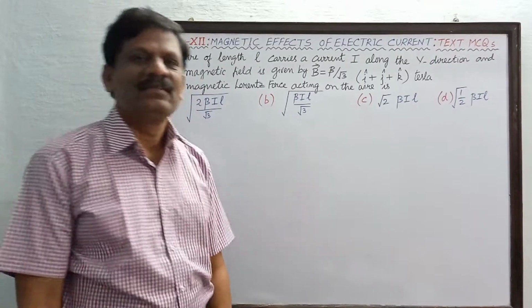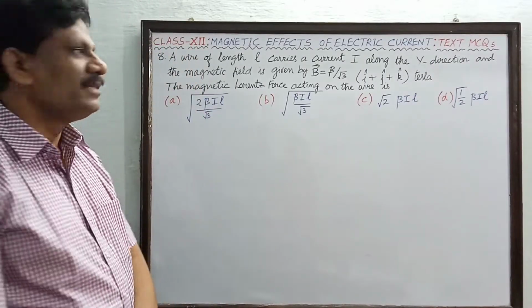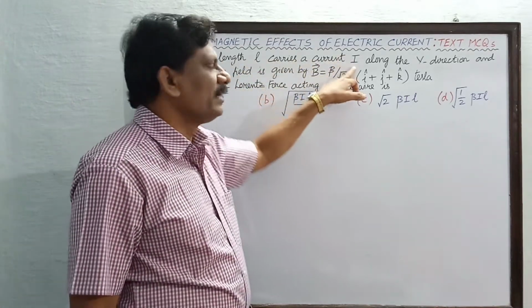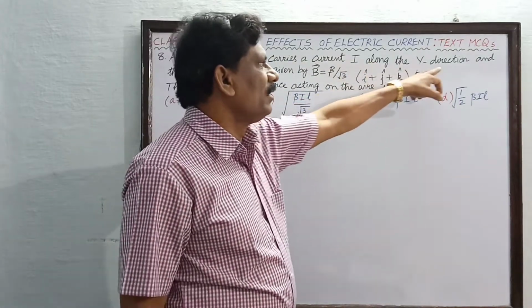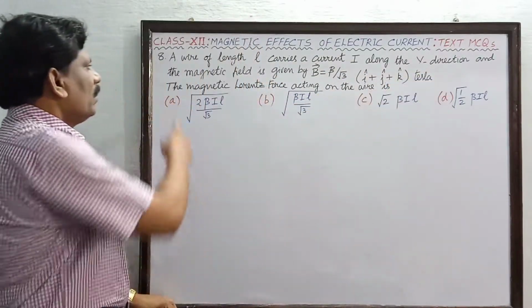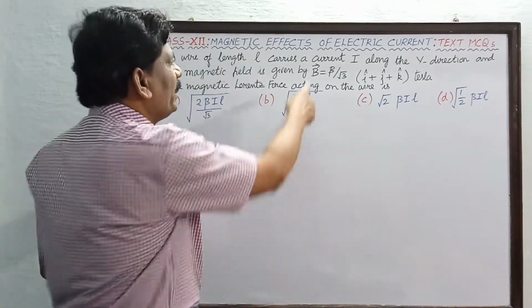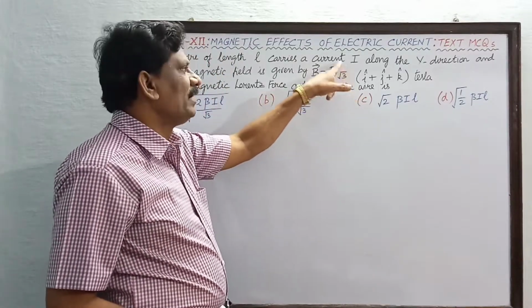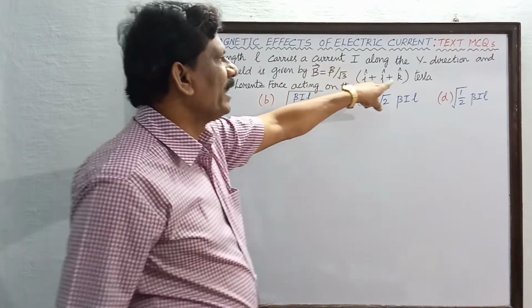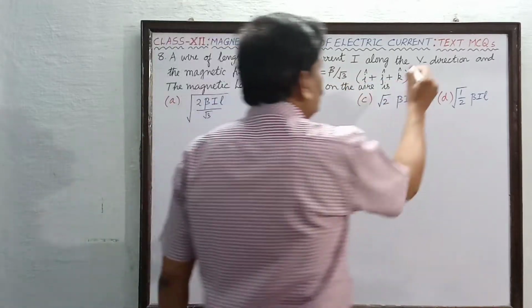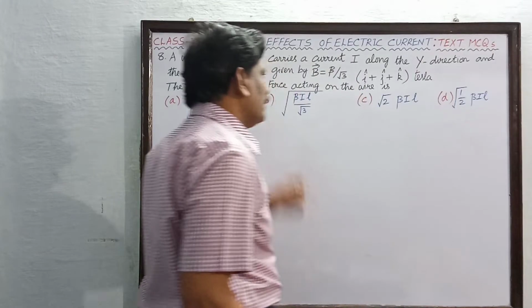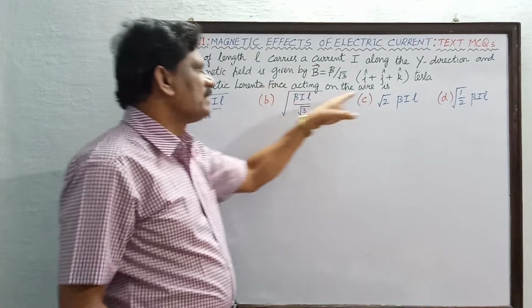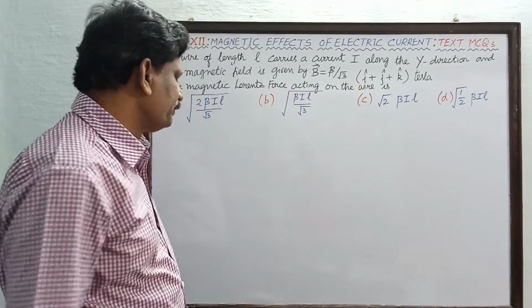Hi students, now we are going to solve MCQ number 8. A wire of length l carries a current I flowing along the y direction and the magnetic field is given by the equation B vector is equal to beta by root 3 into i cap plus j cap plus k cap Tesla. Current is flowing along the y direction and the magnetic field B vector is given. The magnetic Lorentz force acting on the wire has to be determined.